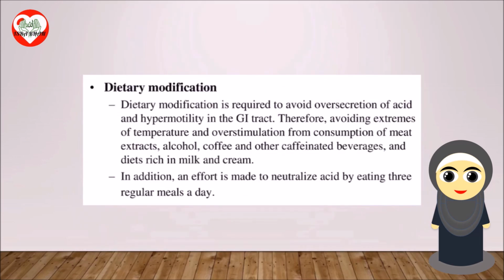Dietary modification which can be seen here: it is required to avoid oversecretion of acid and hypermotility in the GI tract. Therefore, avoid extremes of temperature and overstimulation from consumption of meat extracts, alcohol, coffee and other caffeinated beverages and diets rich in milk and cream. In addition, an effort is made to neutralize acid by eating 3 regular daily meals.